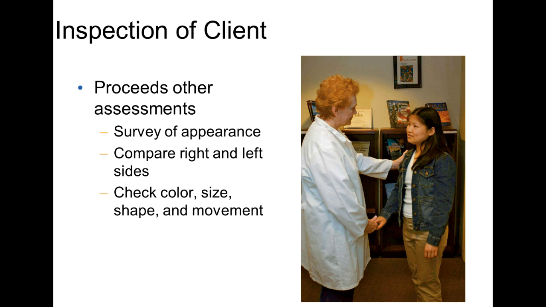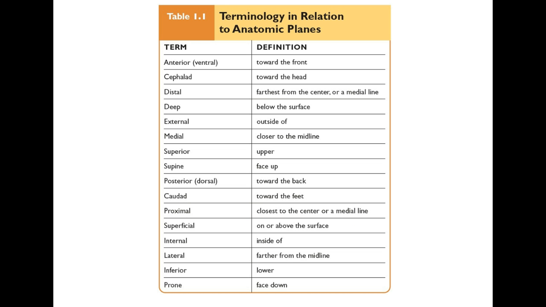Inspection of the client is the first step. You're surveying their appearance. You're comparing right and left sides. You're looking for color, size, shape, and movement. There are some more medical terms I want you to be aware of that you have gone over in A&P. And again, as we go through this lab class, it is something that is important.